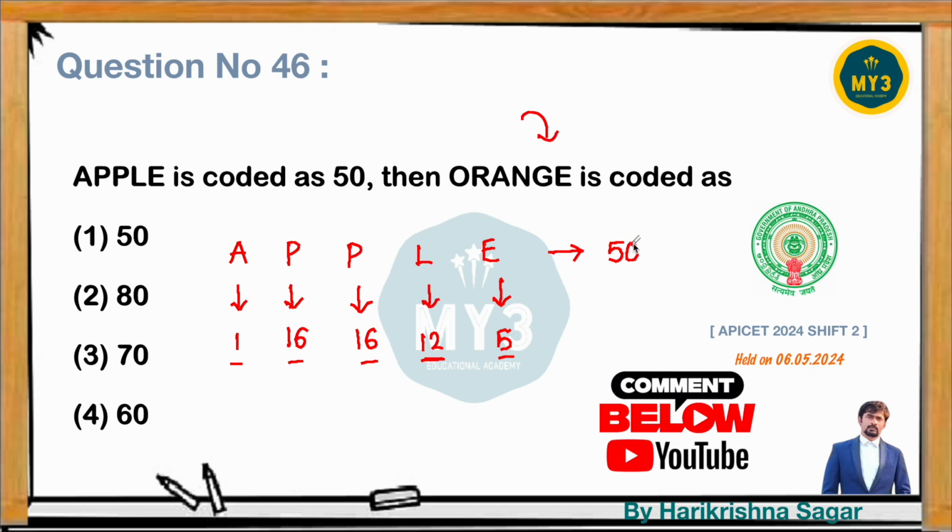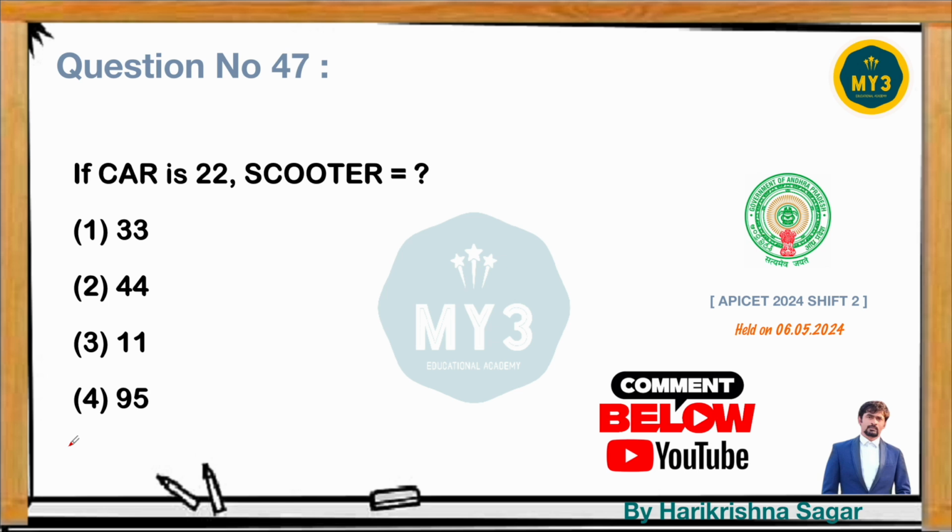So I understand that they have taken the sum of the alphabet positions of the letters available in the word apple, which is 50. Then what is the code for orange is the question. So I know how to solve it. I am expecting you to solve this question and comment your answer. While you are commenting, please mention the question number and comment the answer as 1, 2, 3, 4. Pause the video, solve the question and comment the answer. Let's look at the next question.